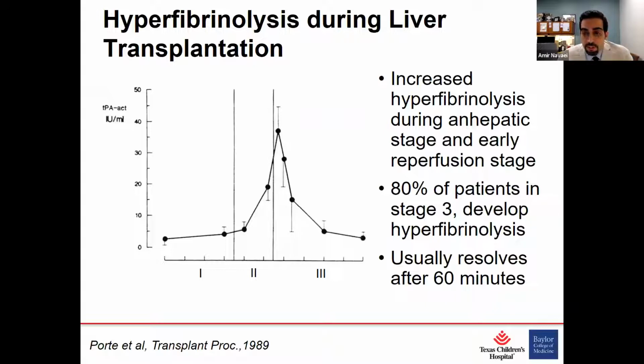Hyperfibrinolysis also plays an important role intraoperatively during the liver transplantation. This graph demonstrates the different stages of liver transplantation, and also shows the TPA activity. And you can see that in stage 2, which is the anhepatic stage, there is an increase in the TPA as expected because there's no clearance.